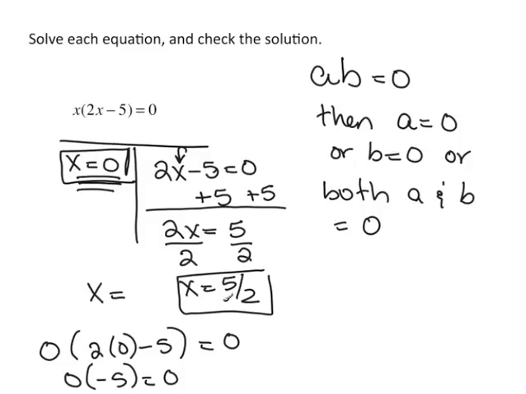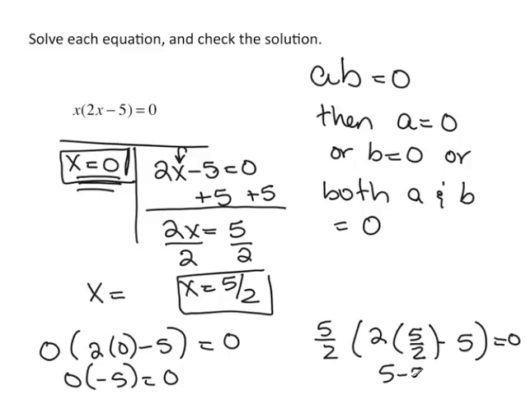And then for the second one, if we plug in 5 halves, we have 5 halves times 2 times 5 halves minus 5 equal to 0. So 2 times 5 halves, that's 5. And then 5 minus 5, that's going to give us 0. So when we multiply this 0 times this 5 halves, we're going to end up with 0.